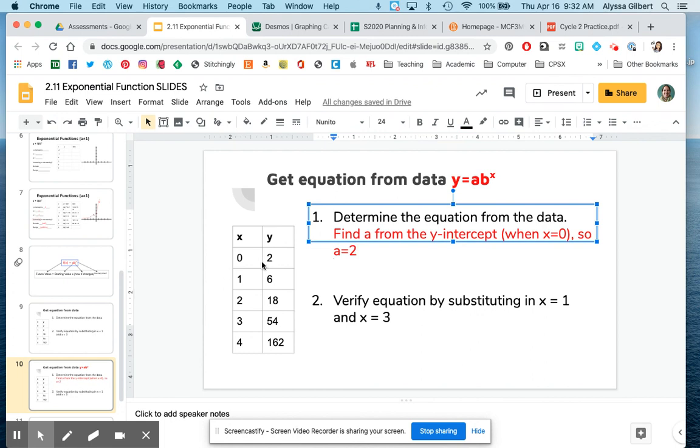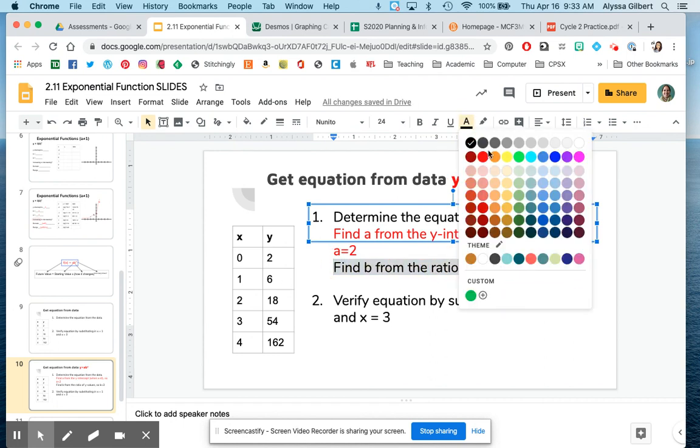And then you can find B from the ratio of y values. So remember, you're always going to do the bottom one divided by the one above it. So 6 divided by 2 is 3. And if you check it, if you do 18 divided by 6, that's also 3. So B is equal to 3.